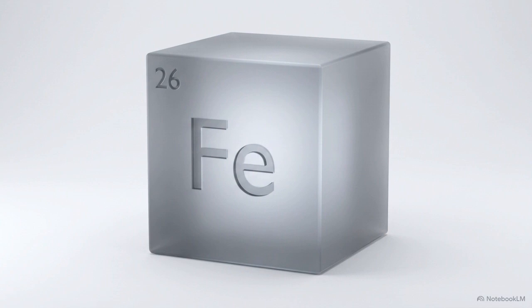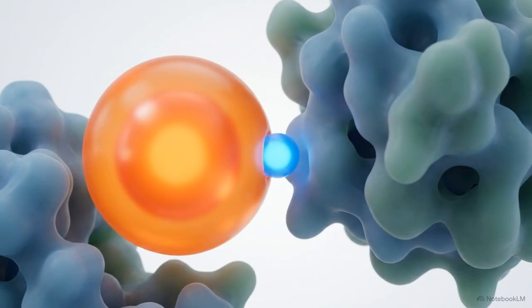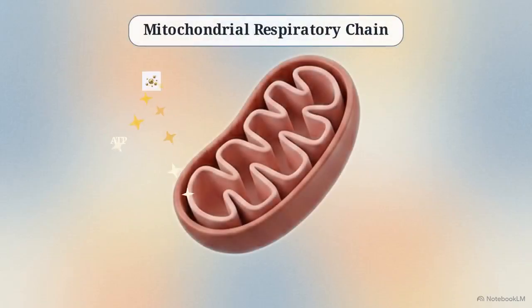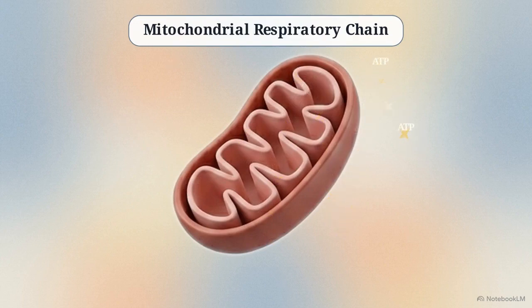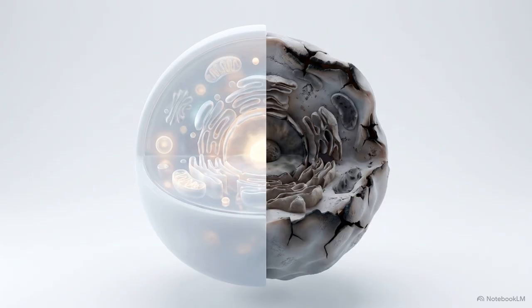Iron is a Group 8 transition metal. In the human body, it operates as the ultimate biological electron shuttle, driving the mitochondrial respiratory chains that power cellular bioenergetics. But iron's core biological utility is exactly what makes it so hazardous.